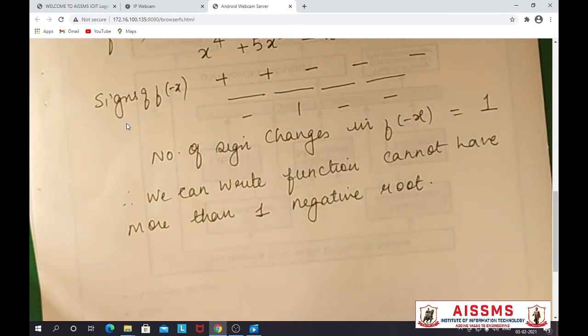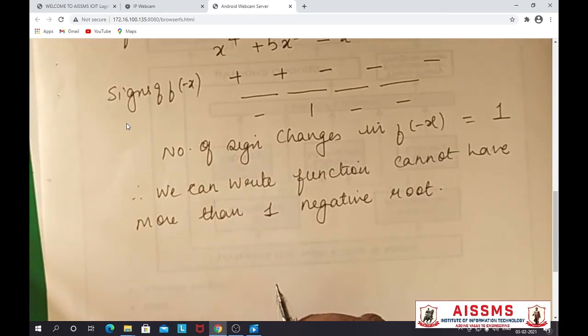The equation f of x is equal to 0 cannot have more positive roots than the changes of sign in f of x, and more negative roots than the changes of sign in f of minus x. So this rule gives us the number of positive real roots as well as the number of negative real roots for a function. Next we move to intermediate value theorem.